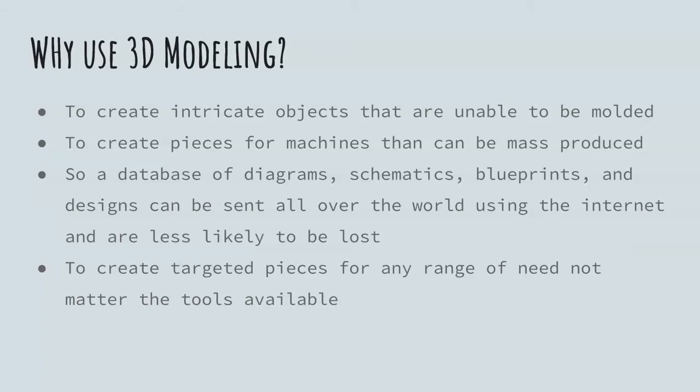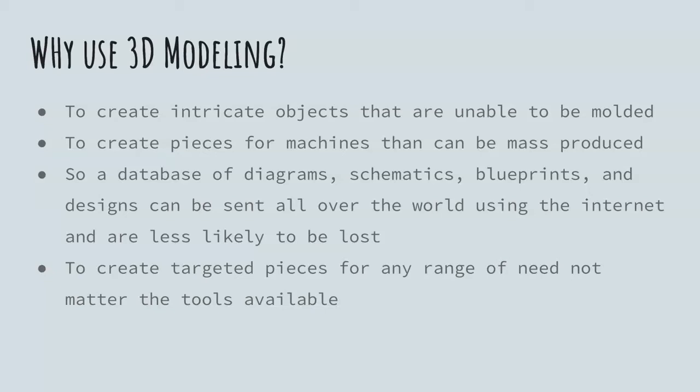So why use 3D modeling? There are many benefits to using 3D modeling. Some are to create intricate objects that are unable to be molded. Another is to create pieces for machines that can be mass-produced. A third is that you can create a database of diagrams, schematics, blueprints, and designs that can be saved on the internet and on computers and then sent all over the world without having to wait for physical blueprints to be mailed. And another reason you would want to use 3D modeling is to create targeted pieces for any range of needs, no matter the tools available.